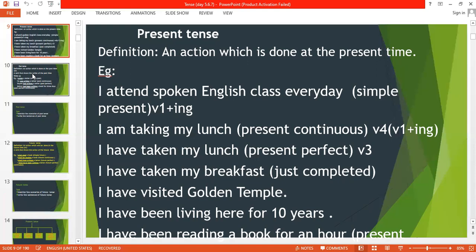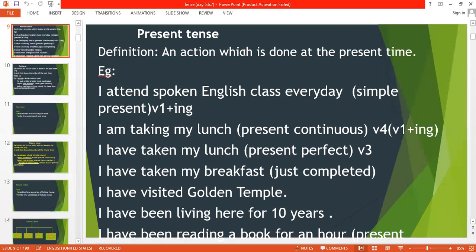So let's take one by one. Present tense is divided into four parts: simple present, present continuous, present perfect, and present perfect continuous. So why into four parts? Why not into five or six or seven or eight? So here we go with the reason.